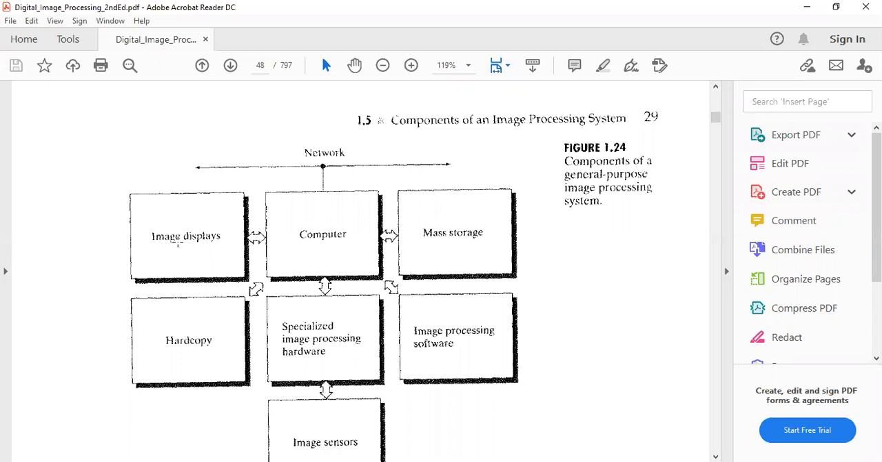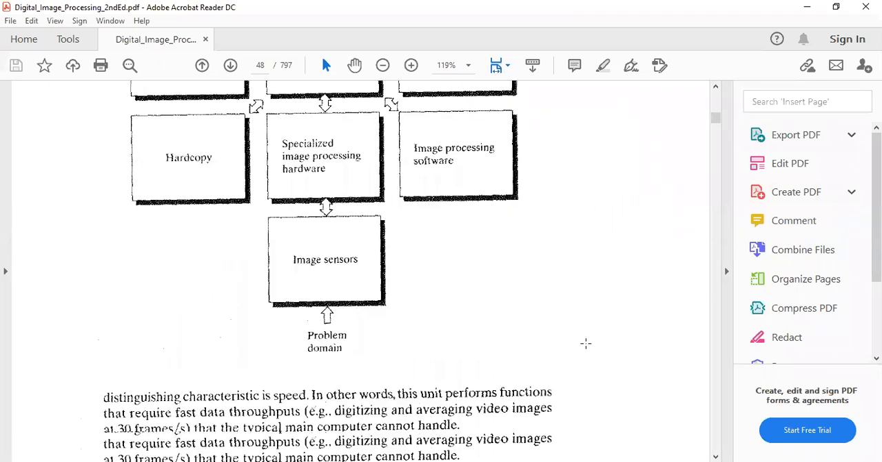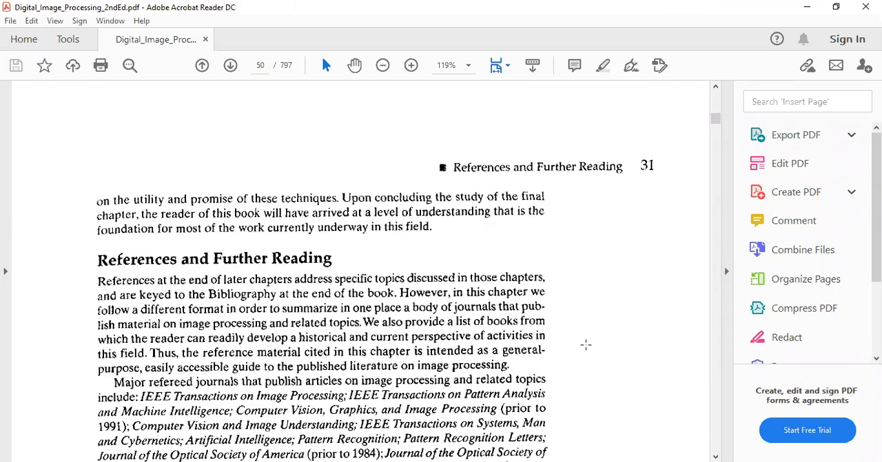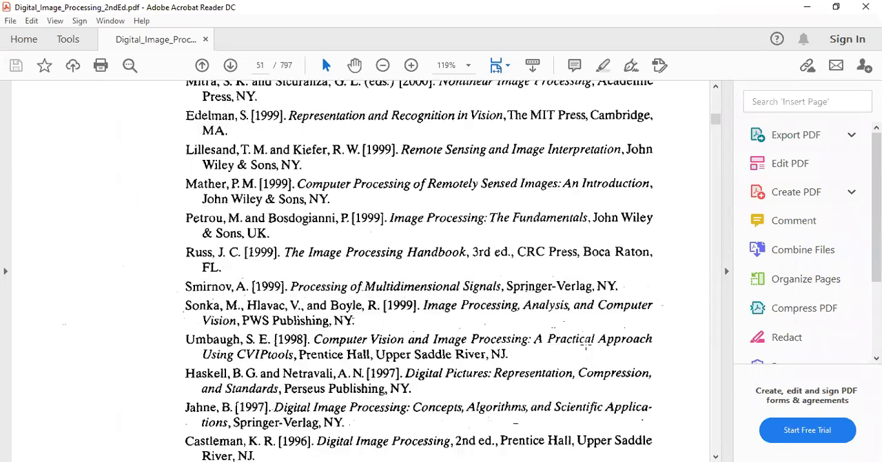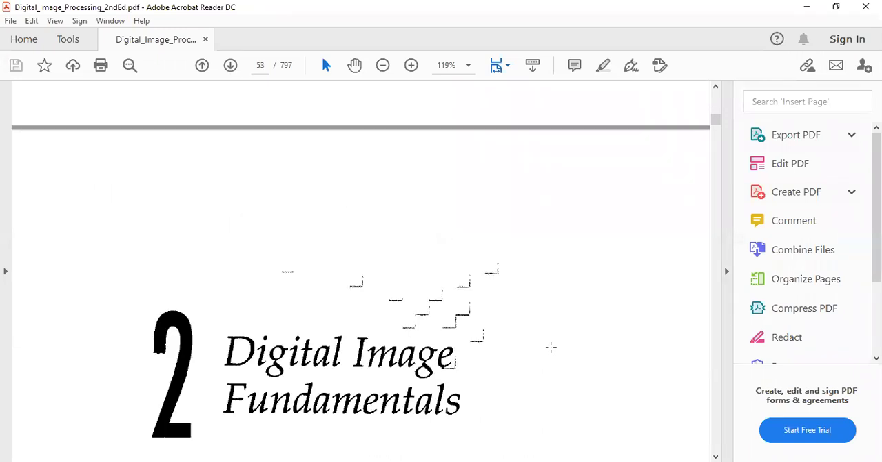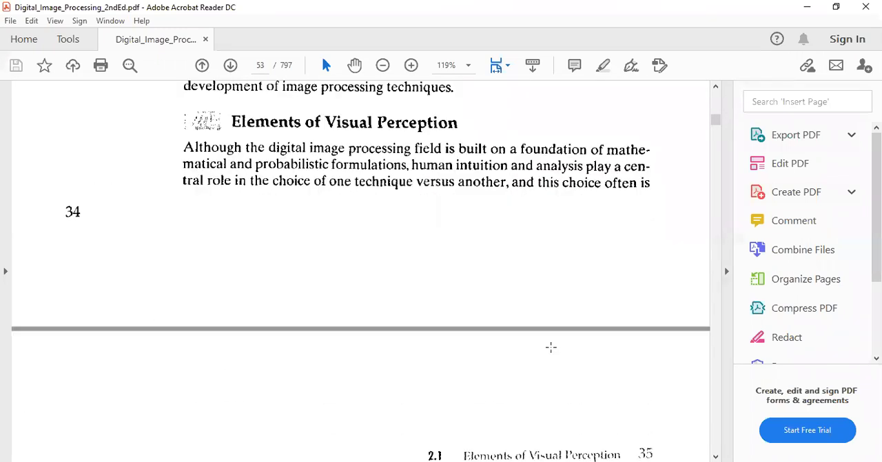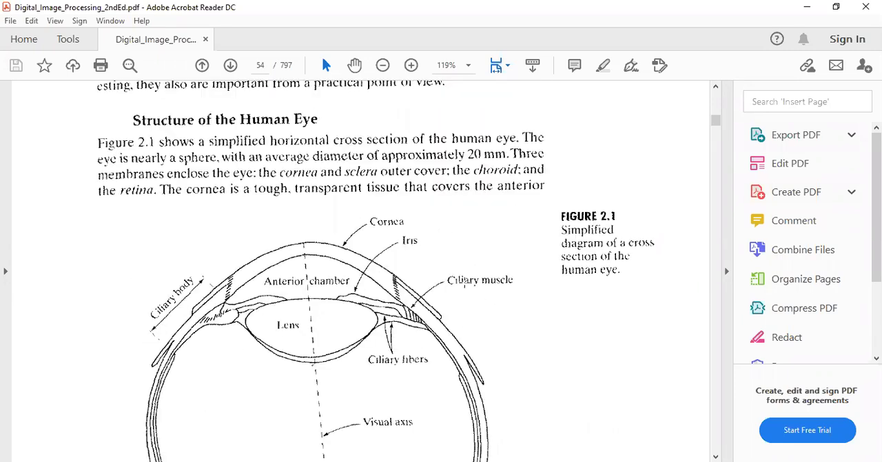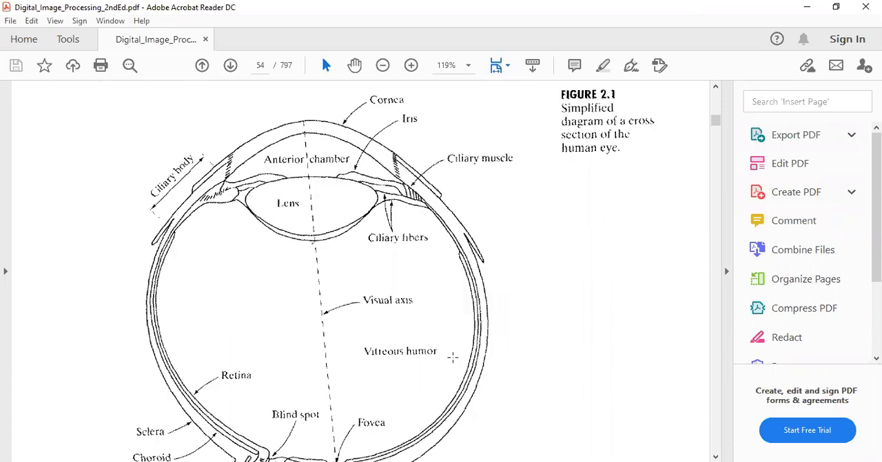Next we have the block diagram of the human eye. What exactly, how exactly images are formed on the retina, what are the components of the eye. The heading we call the elements of visual perception, what are the elements that are there for visual perception. Then we have to see the structure of the human eye. This is the structure of the human eye.